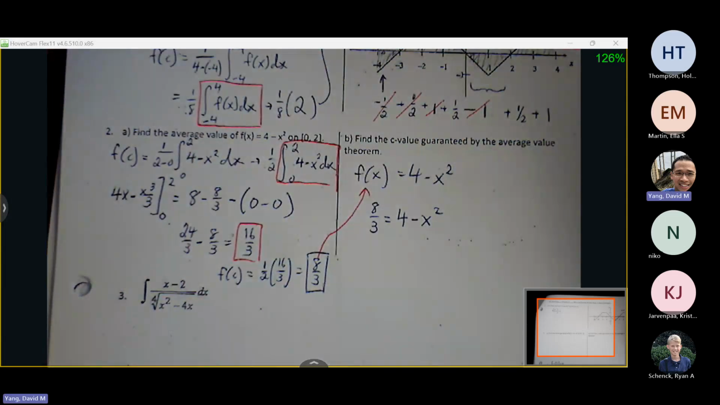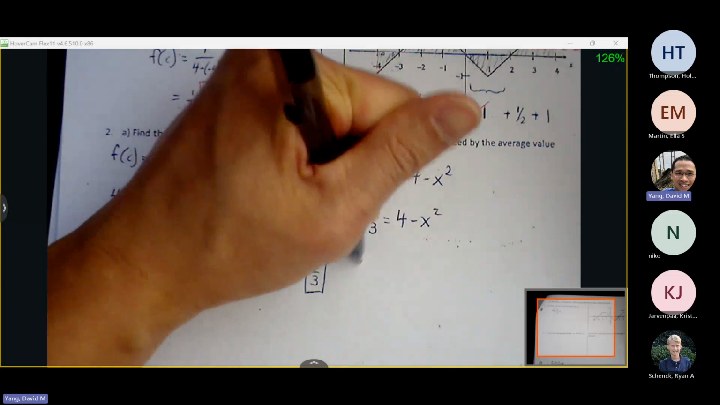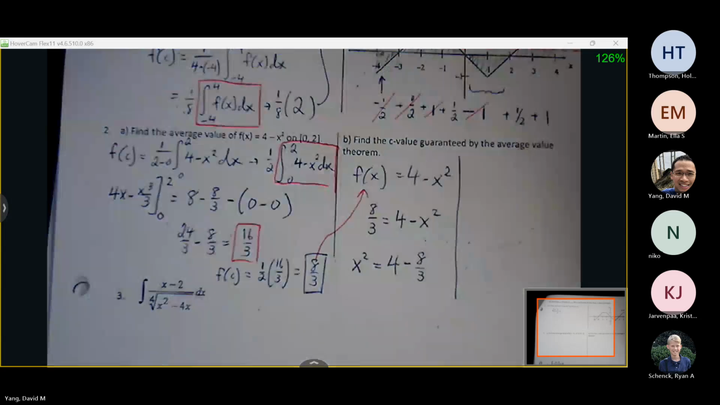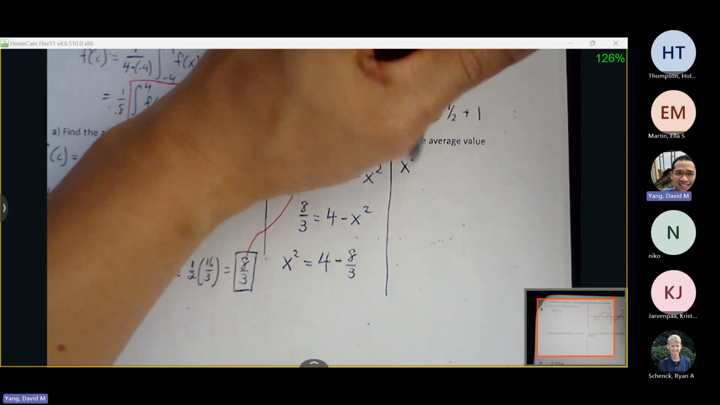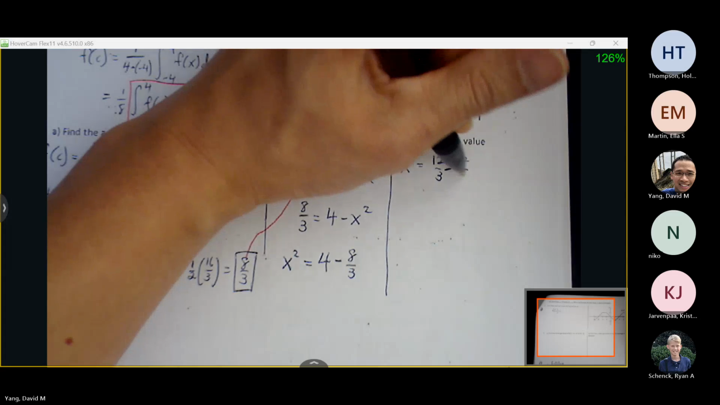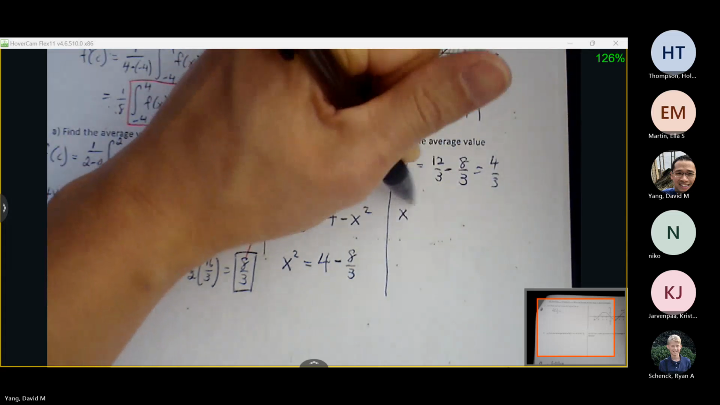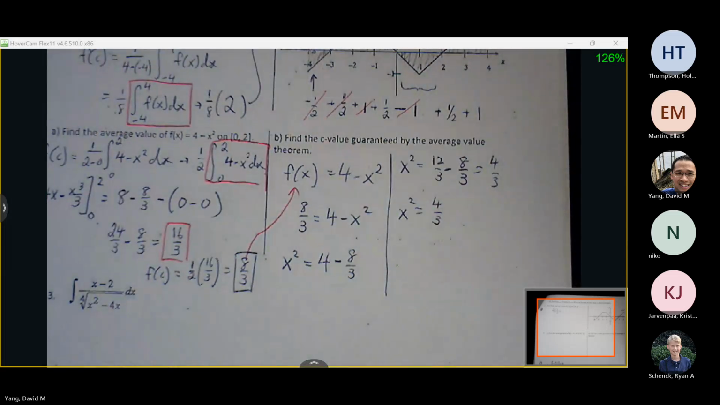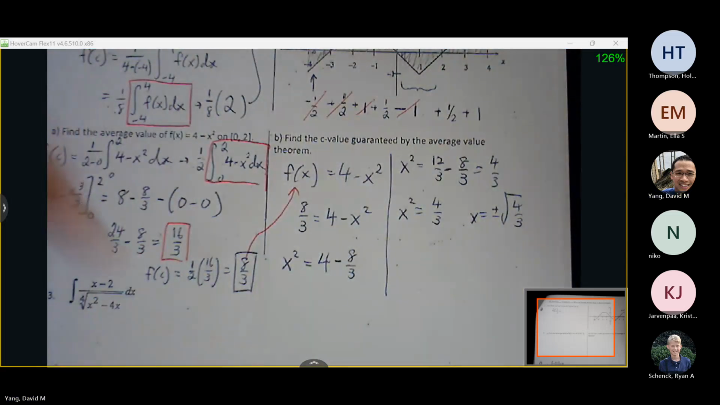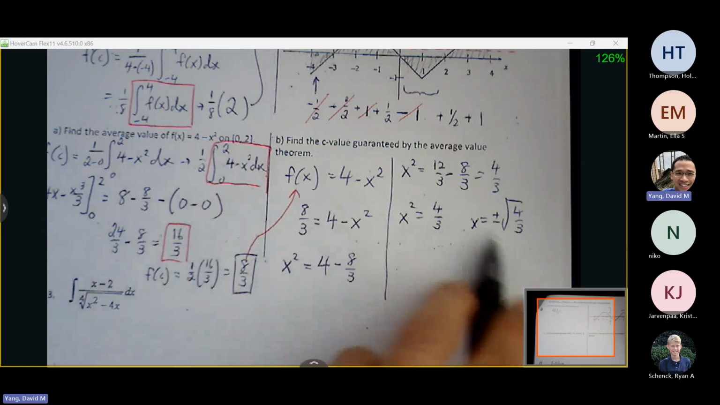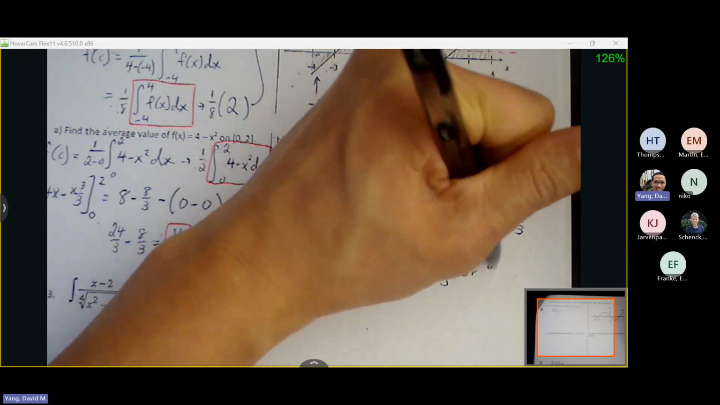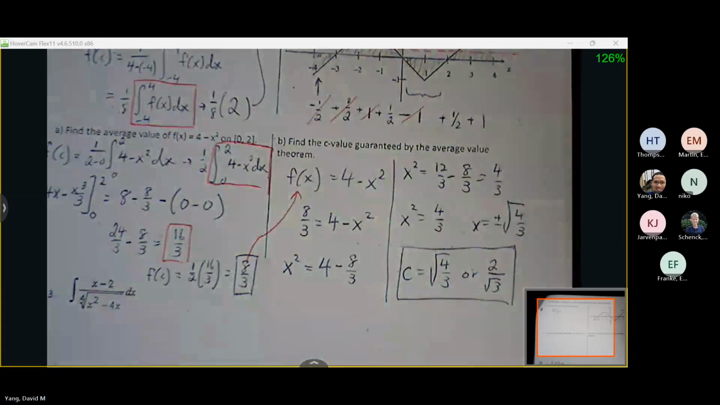Let me rearrange it so that I can get my x squared to be positive. So I'll add the x squared over to the left side, subtract the 8/3 over. Do some cleanup here. 4/3, the same thing as 12/3. Solve for x. Plus or minus square root of 4/3. And we know we're looking for something between 0 and 2, so we know the negative is not going to make sense. So our C is going to be root 4/3, or you can do some cleanup, but this is fine either way.